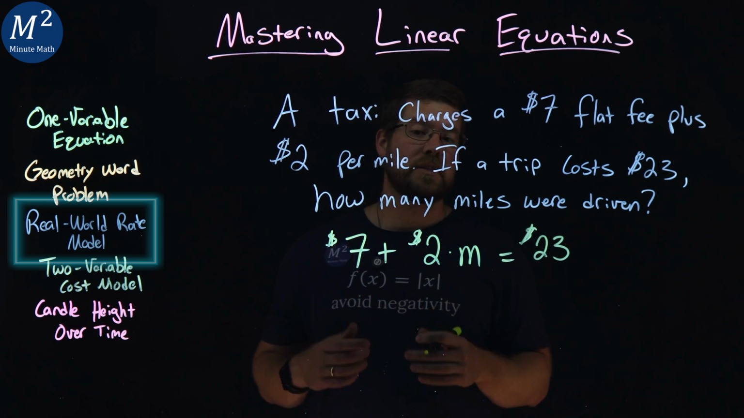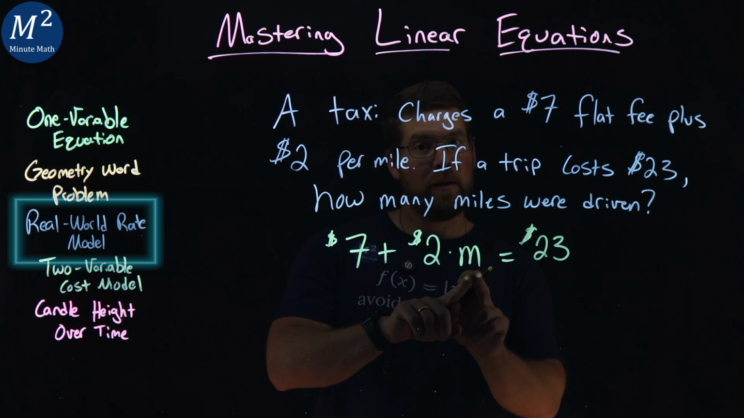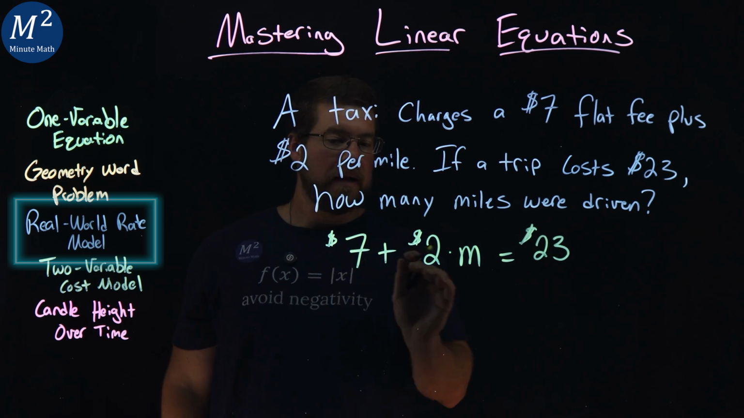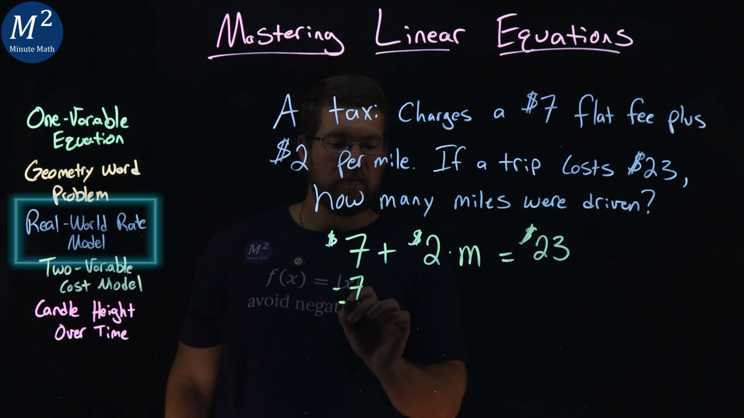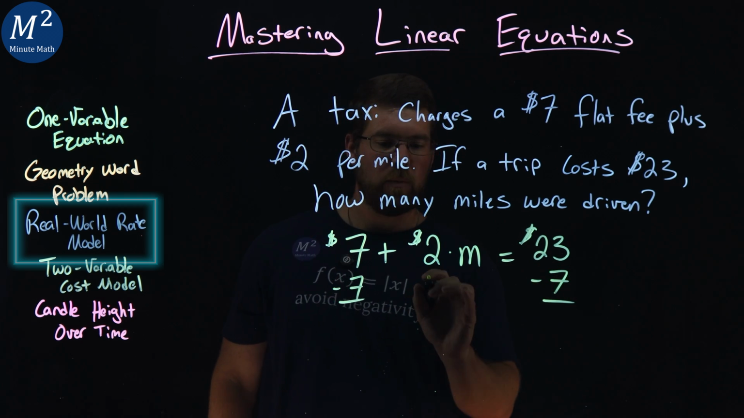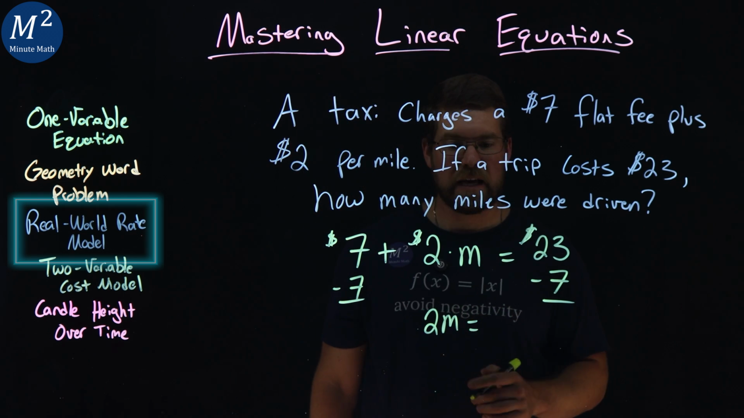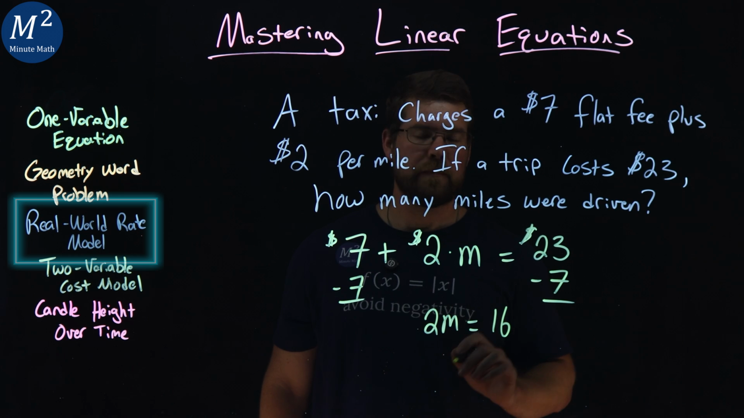And so the final question is how many miles were driven? Well, if we solve for m here, we can get that answer. So right now, I'm going to subtract 7 from both sides of our equation. We have 2m is equal to 23 minus 7, which is 16.